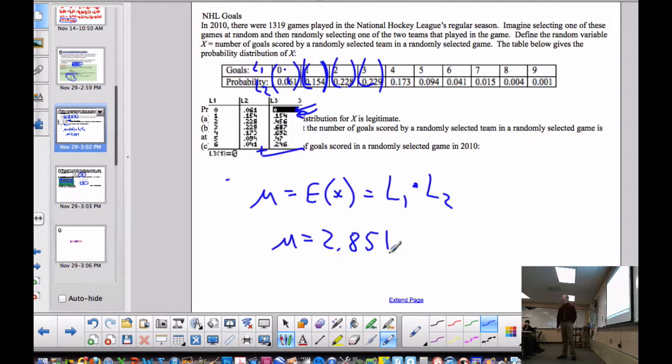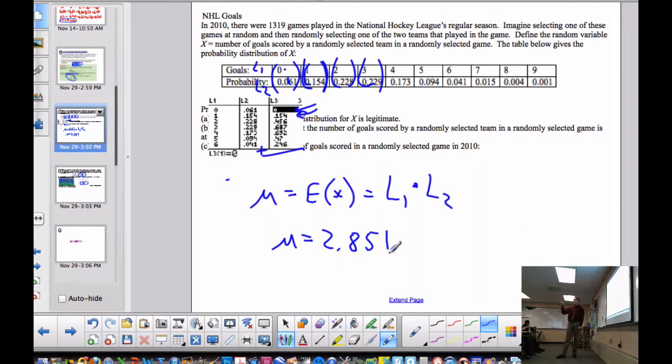Isn't that per team, or is that per game? X is the number of goals scored by a randomly selected team. So on average, yes, per team. So if I pick the Wild or I pick the Canucks. Or would it be goals scored in a game? If it's just goals scored in a game, not a team, that's true. Sorry, goals scored in a game for a particular team. Do you know how to do goals scored in a game from this, or no?